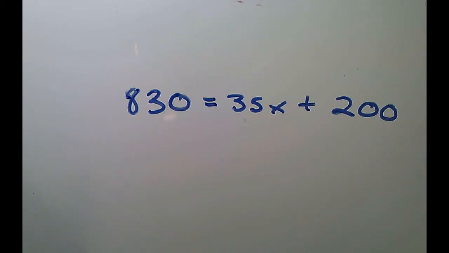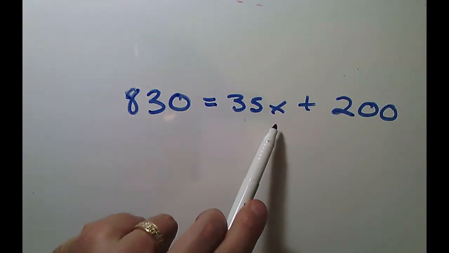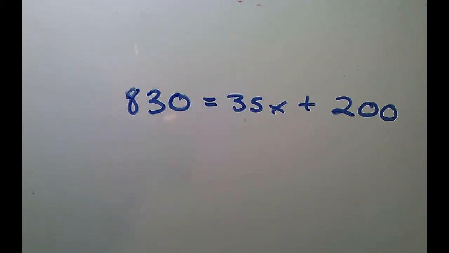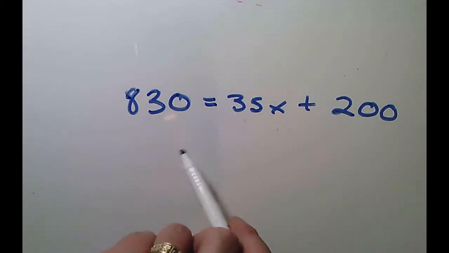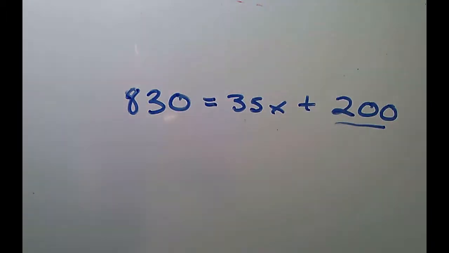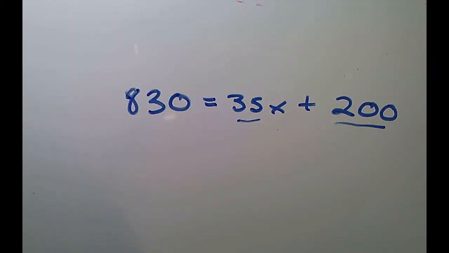So here's an example of a two-step equation, and what makes this a two-step equation is that it's going to take two steps in order to find a value for x. So we're still working with just one variable, but there are two operations involved that we'll have to undo, right? We've added 200 on here, and we've also multiplied x by 35.